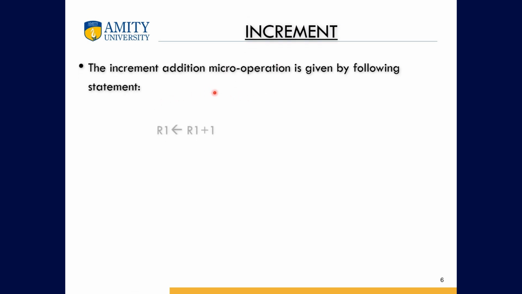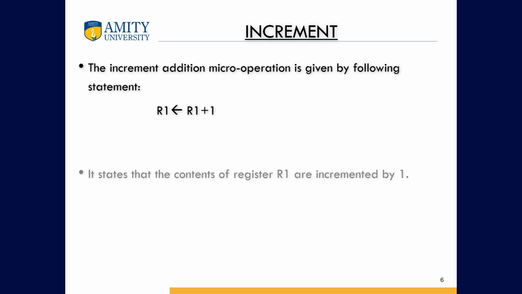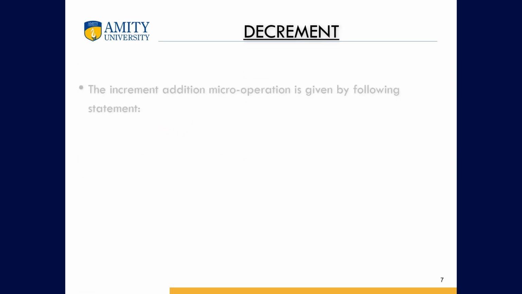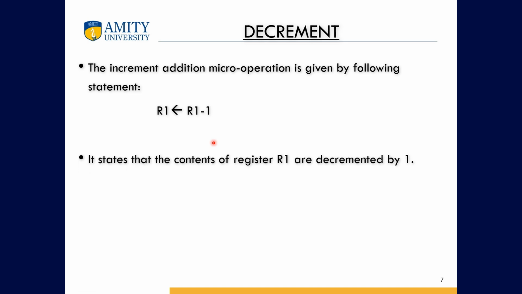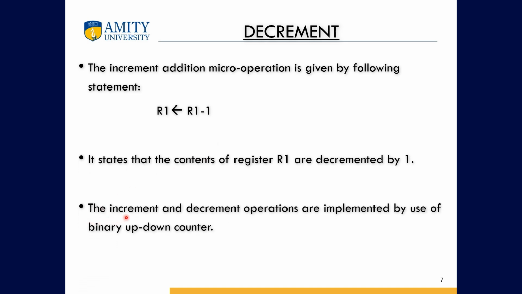Increment, another microoperation. Increment is where we add 1 to the data value. So the data stored in R1 has 1 added to it, and then it is stored to R1 again. The decrement operation is where we subtract 1 from the data. So any data stored in R1 has 1 subtracted from it, thus being a decrement operation. The increment and decrement operations are implemented by the use of binary up-down counter. So this is the circuit that is used for incrementing and decrementing.